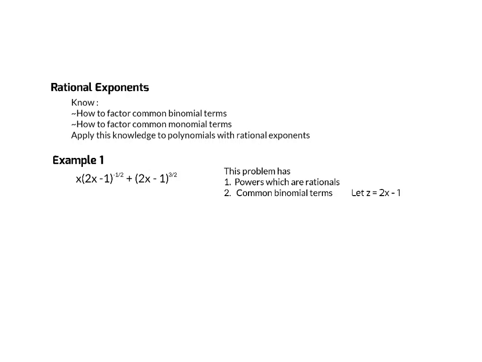From our first lesson, we learned that we can replace a binomial with a single term, and in this case, we will use z. X times z raised to the negative 1/2 plus z raised to the 3/2.